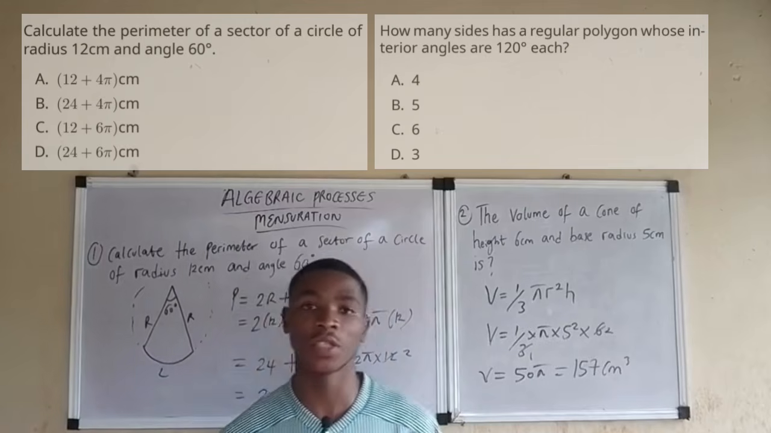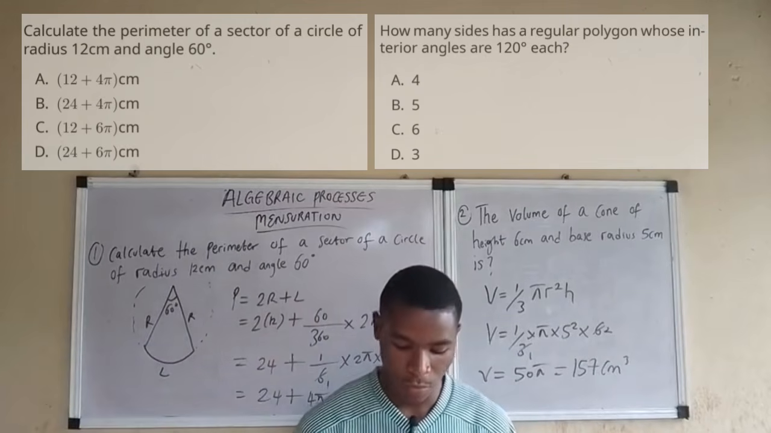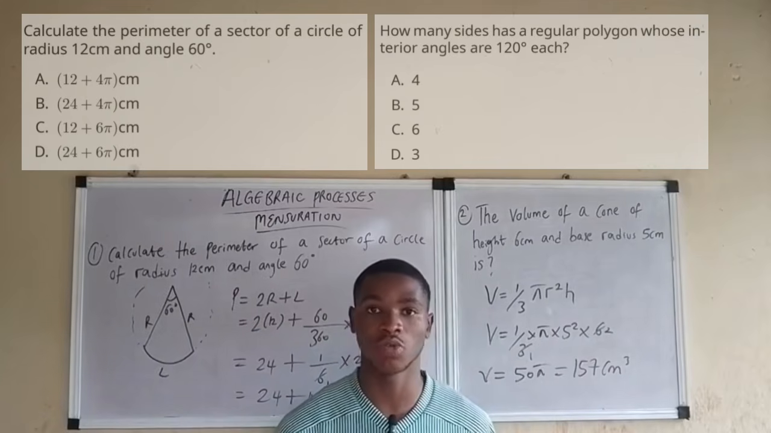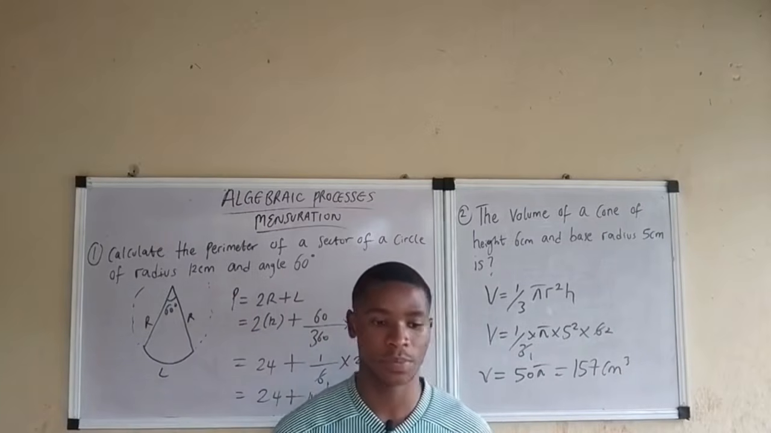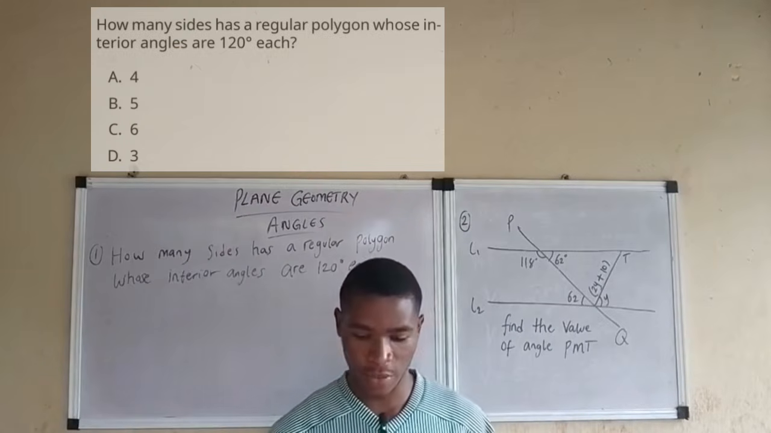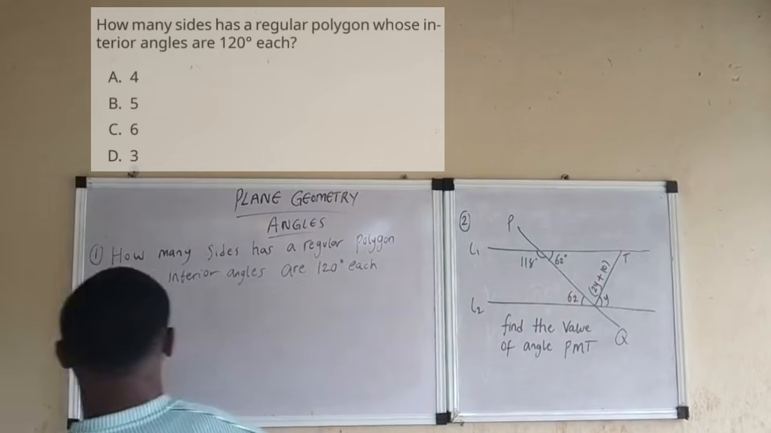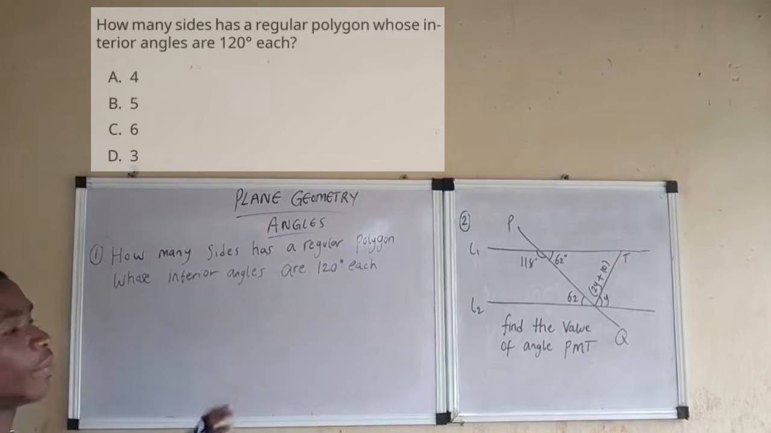Now we're going to move into the aspect of plane geometry. That's another section. And we're going to be looking at some topics here also. So let's get into it. All right. Now we'll be looking at questions under angles. And the first question that we have here is the one that deals with polygons. So I believe you have already seen the formulas that you need to know regarding this aspect.